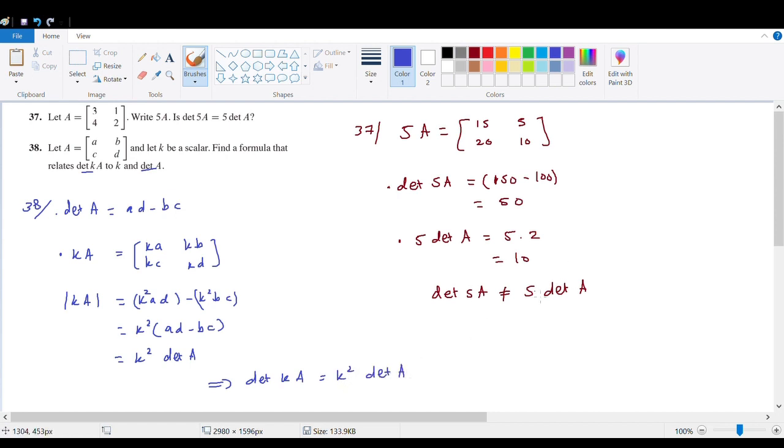If we apply this one here, our K is equal to 5. So the determinant of 5A should be equal to 5 square determinant of A. 5 square is equal to 25, the determinant of A is equal to 2, so this will give us 50, which is the same as this one.